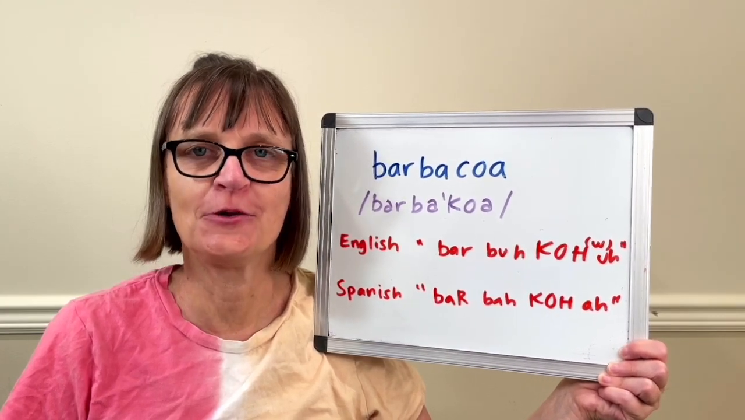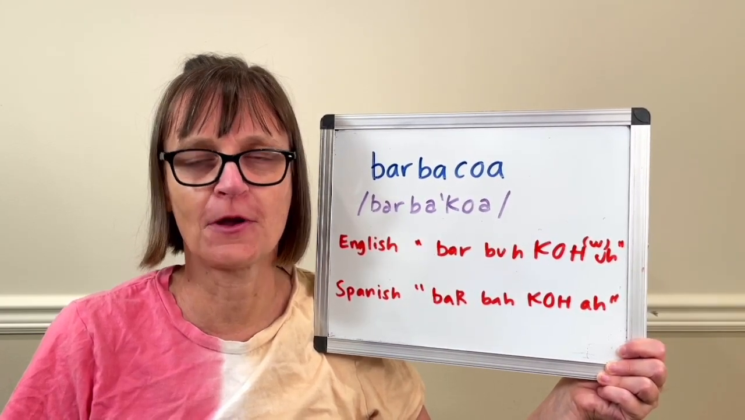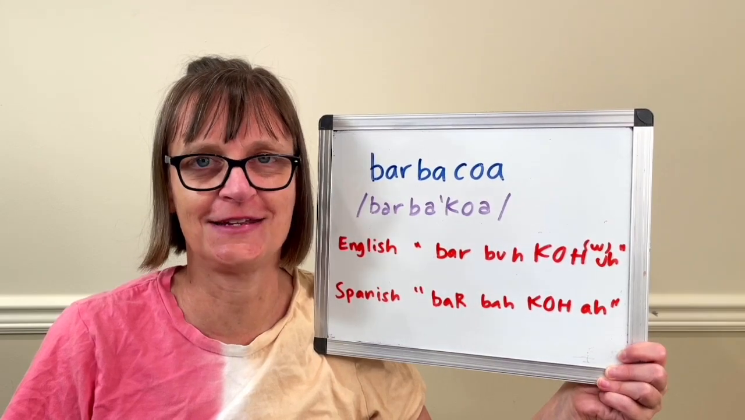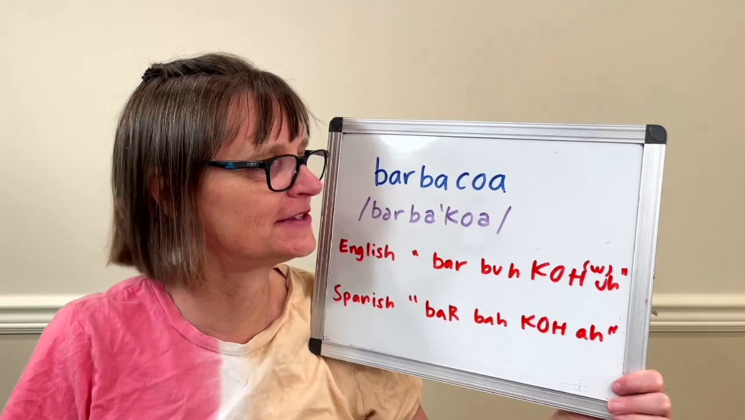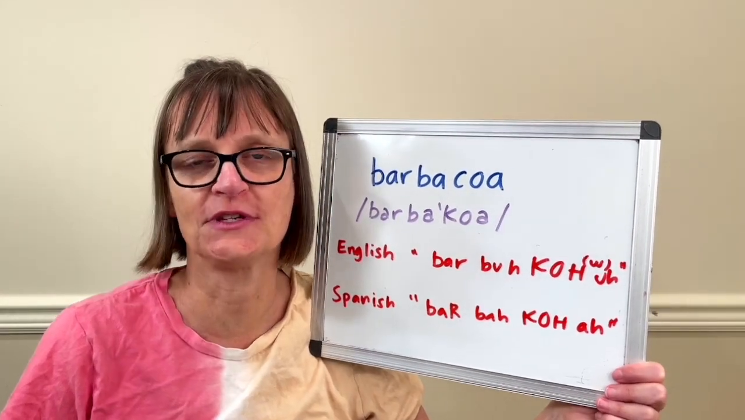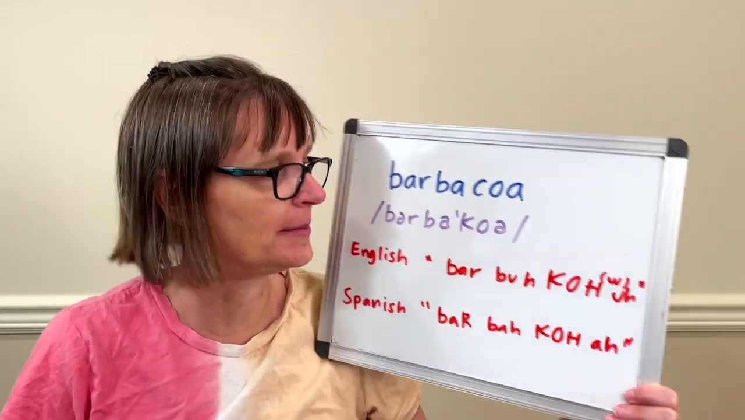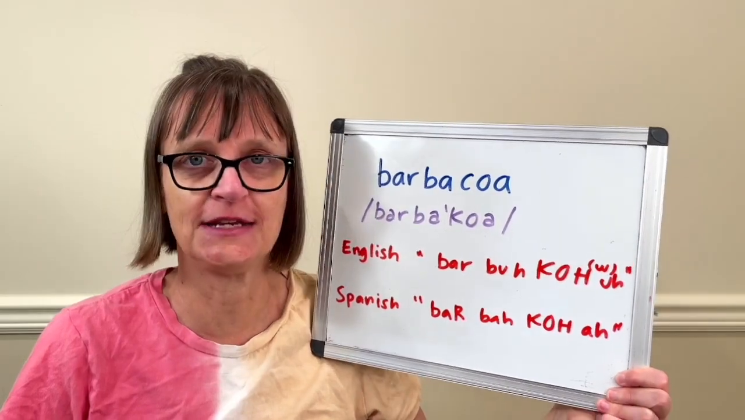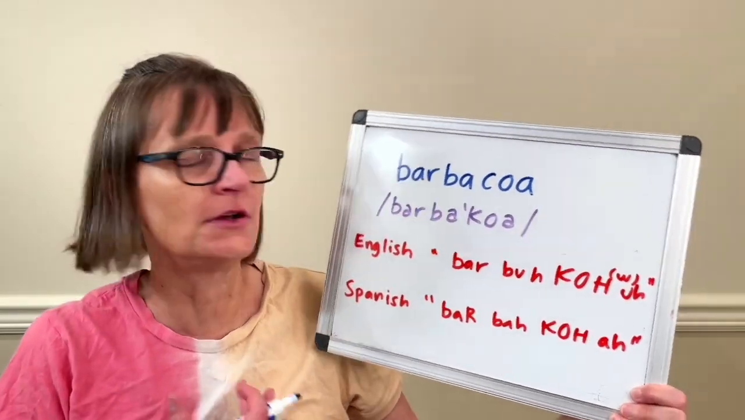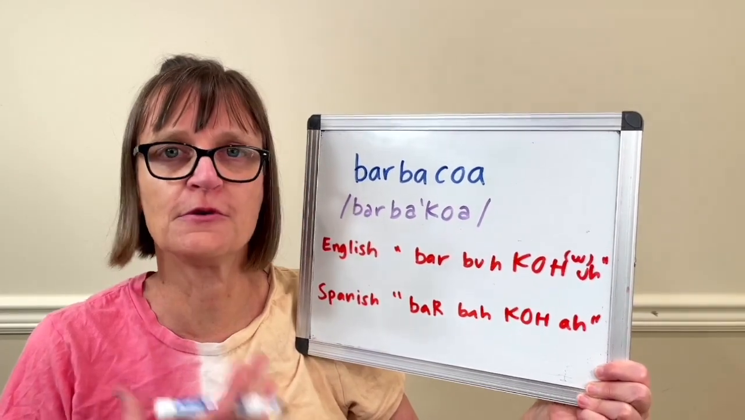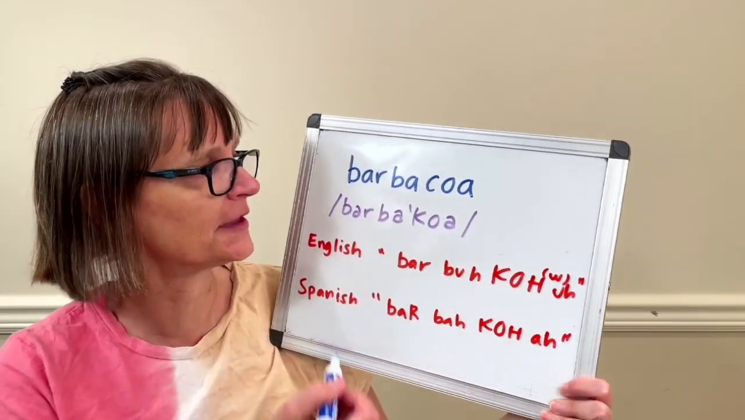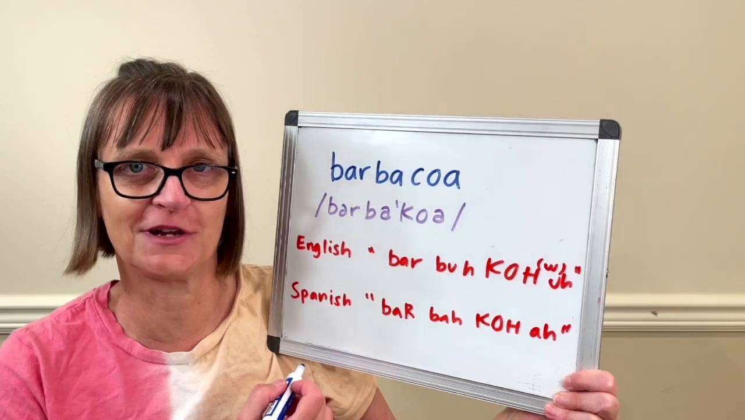In this video, we'll look at how to pronounce barbacoa in English and in Spanish. This was a request from a viewer, and this is a Spanish word, but we use it in English to talk about the Spanish cuisine, barbacoa. It's also a name of a group of people in Chile and Peru, and there it would be capitalized with a capital B. It would have the Spanish pronunciation.